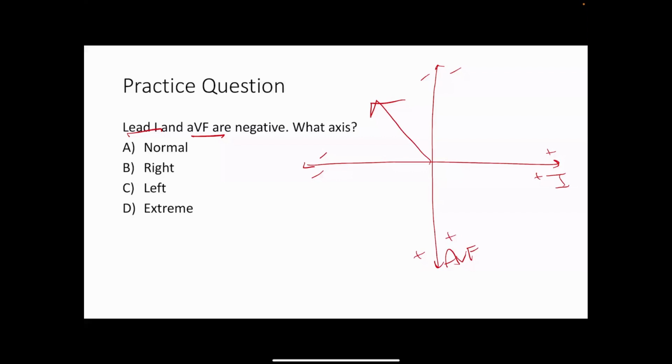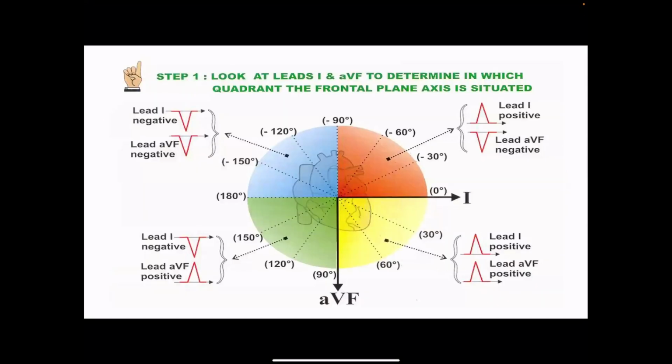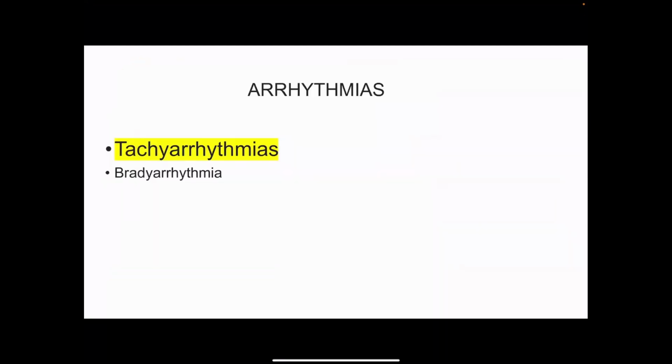Okay, what if I told you that lead one was positive and aVF is positive? Normal. Okay, what if lead one was positive and aVF was negative? Left axis, but we have to check lead 2. Okay, perfect. Lead 2 is always negative with left axis deviation. Just keep that as a rule. Now, do you guys have any questions regarding the axis?